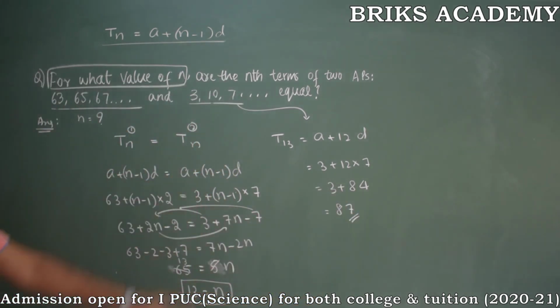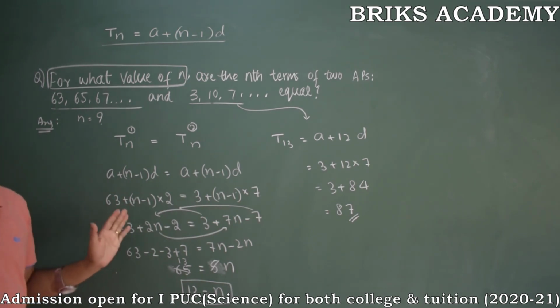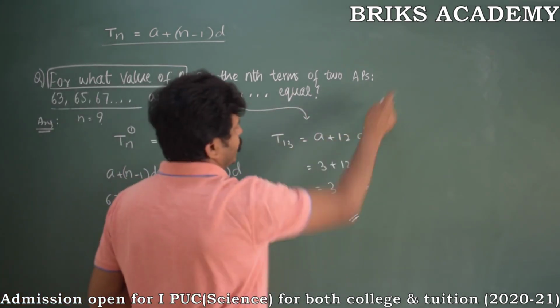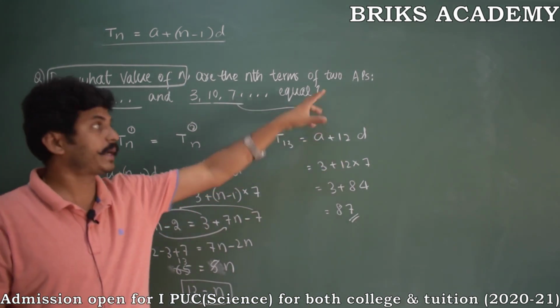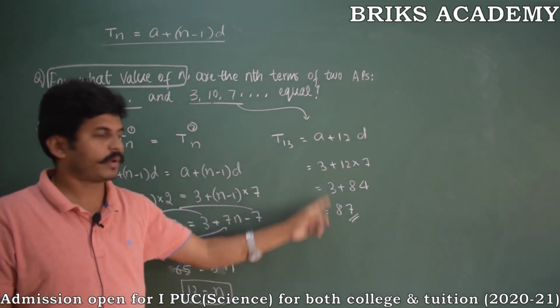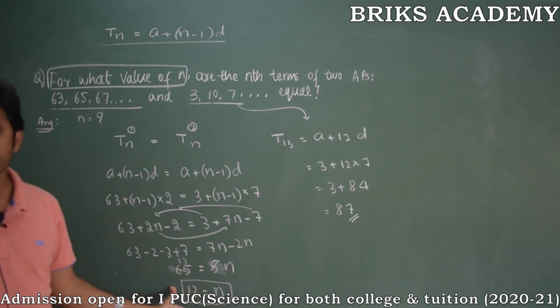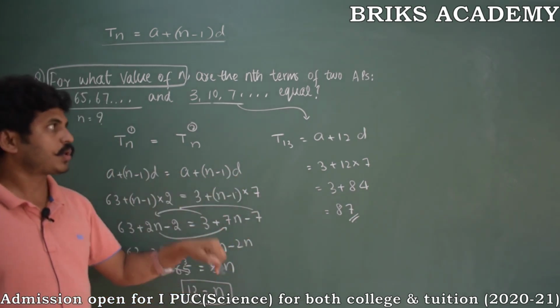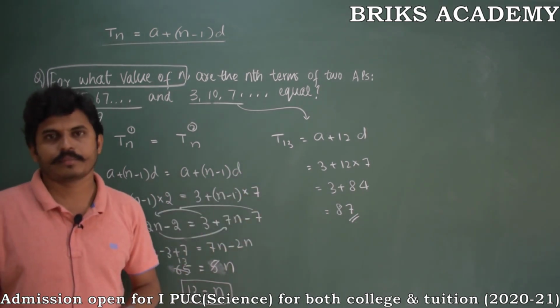But in this question they didn't ask which term's value, only which term. The 13th term, that's it. If they had asked to also find that term, you would have had to write this also. But they ask only which term. So the 13th term. If they say also find that term, then you can find the value of the 13th term too.